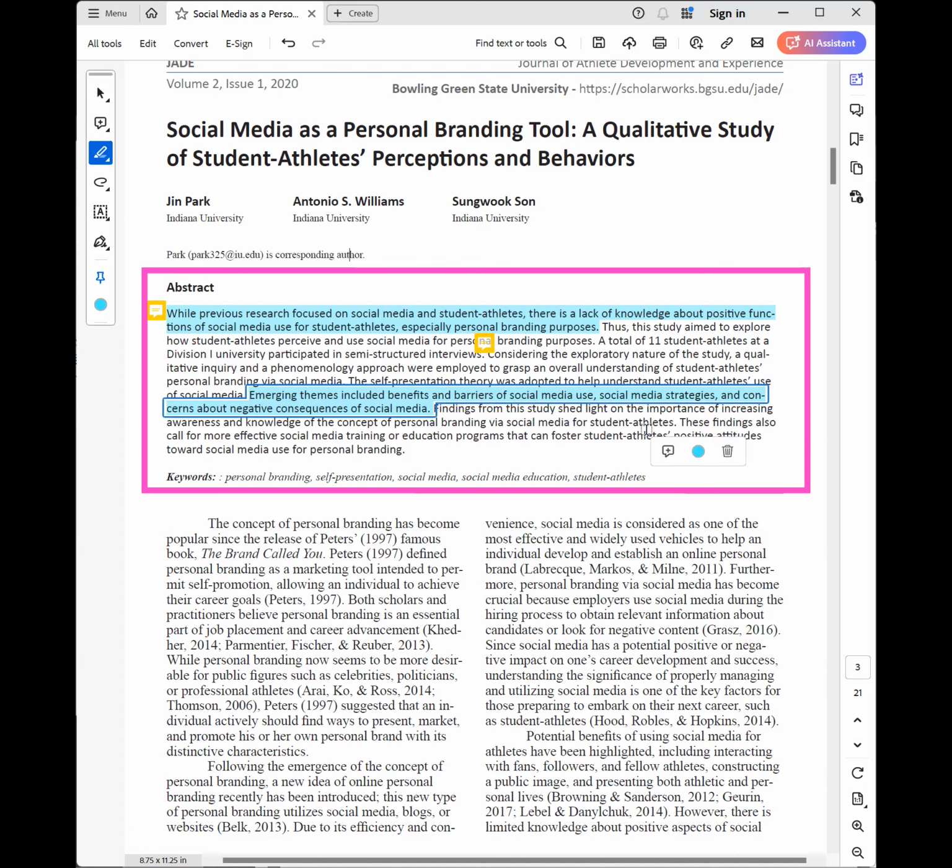Findings from this study shed light on the importance of increasing awareness and knowledge of the concept of personal branding via social media for student athletes. These findings also call for more effective social media training or education programs that can foster student athletes' positive attitudes towards social media for use for personal branding. Okay. So if you're like, okay, what does that say? These are the findings. What does that say?